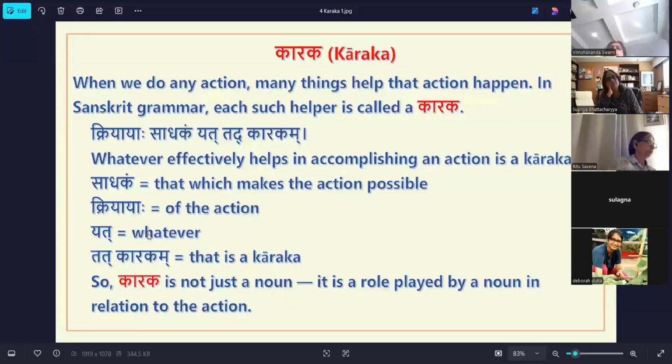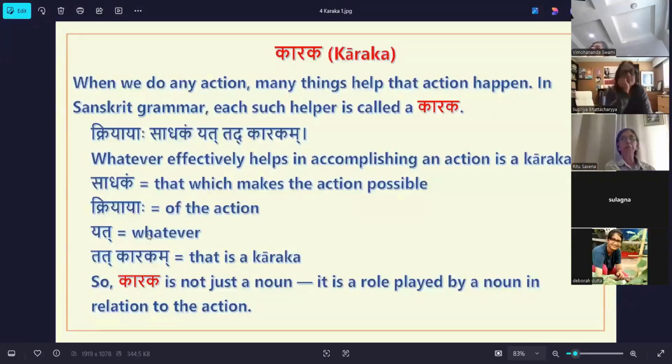So I am giving something to somebody. Action is taking place. I am the giver. I am involved in that action. You are the receiver. You are also involved in that action. The thing which is given is also part of the action. So whatever effectively helps in accomplishing an action is a karaka. Karaka, does it have an English translation?